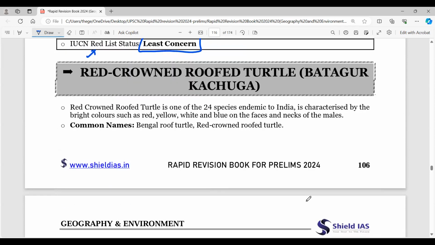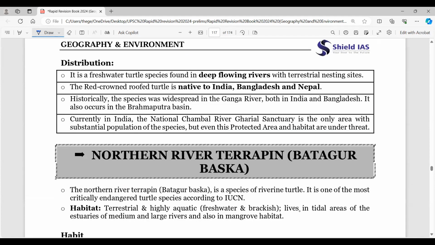Red-crowned roof turtle here. So it's Batagur kachuga. So this is red-crowned roof turtle, one of the 24 species endemic to India. Okay, common name is Bengal roof turtle, red-crowned roof turtle. So this is important. Now let's go ahead and understand furthermore.